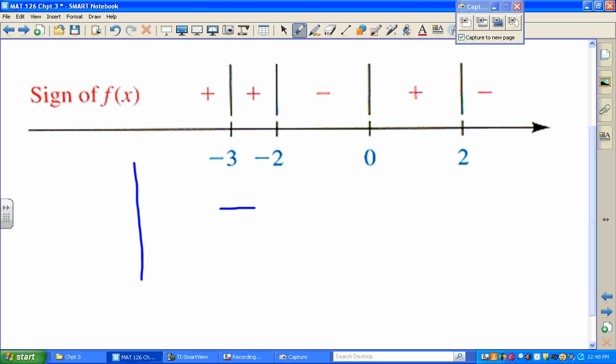We need to sketch the graph. Negative 3, negative 2, 0, and 2. The positive and negative obviously refer to the signs of f of x, which are the y values. How can you have a positive, it turns to 0 and goes back to being a positive?